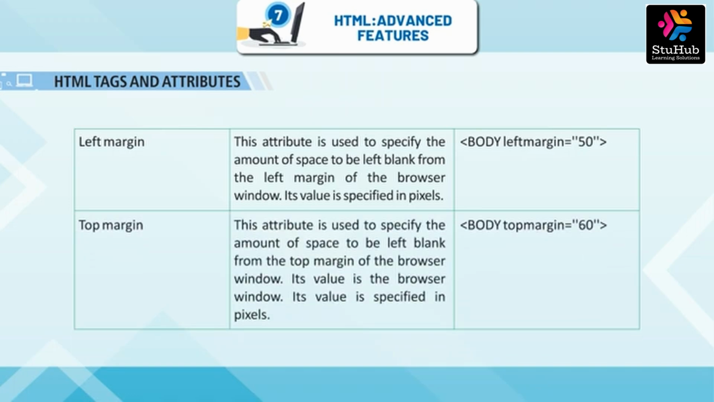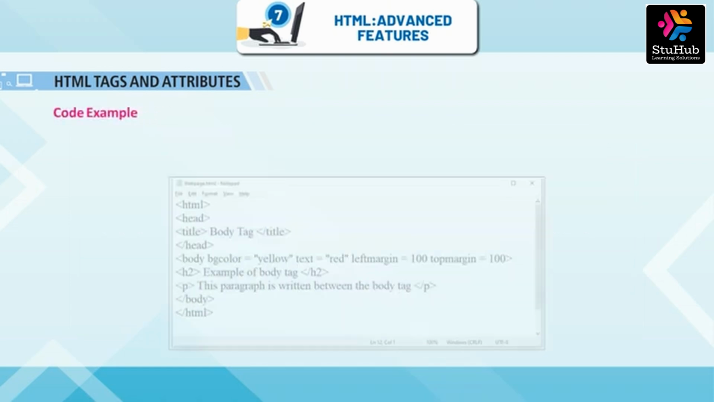Top margin. This attribute is used to specify the amount of space to be left blank from the top margin of the browser window. Its value is specified in pixels. Open body tag top margin equals 60 in double quotes.